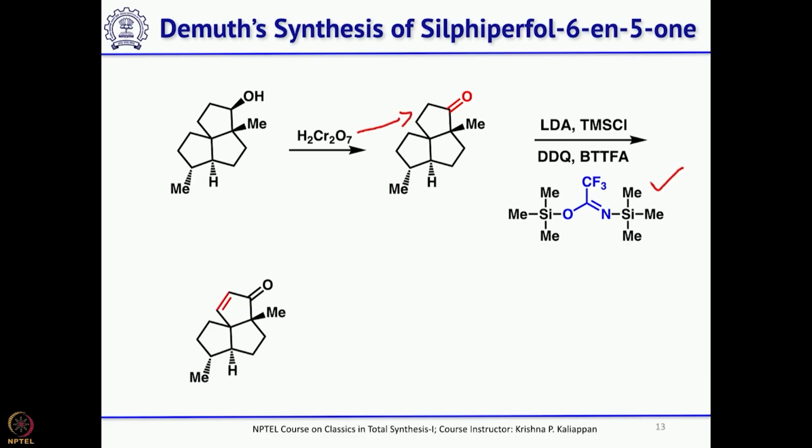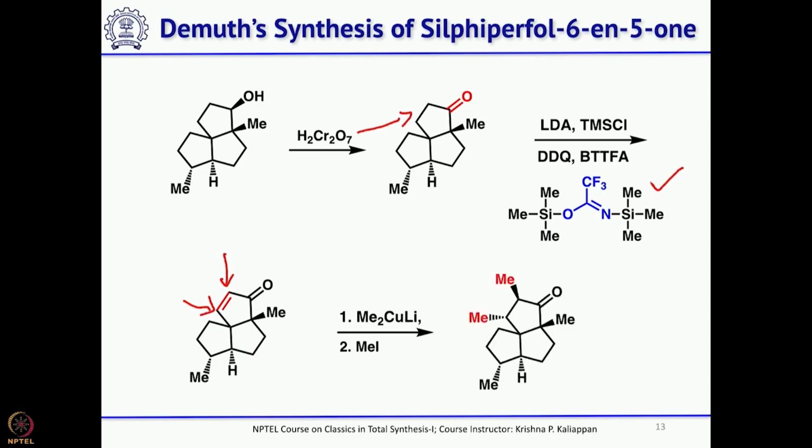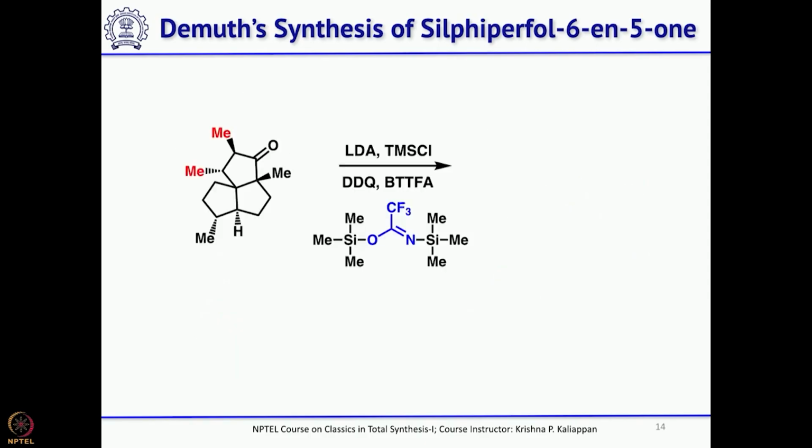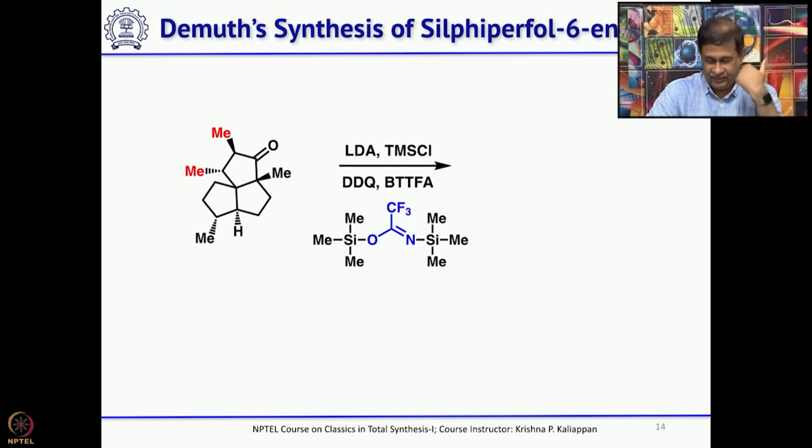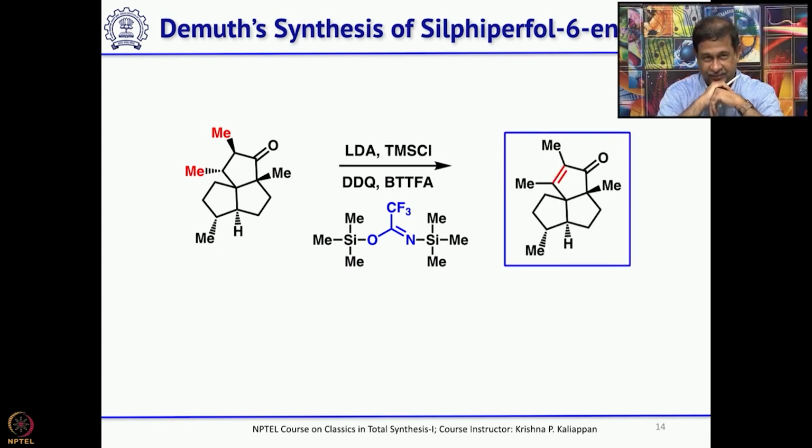next to the ketone. Next, you have to introduce 2 more methyl groups, one here and one here, but at the same time the double bond should be kept intact. So, how can it be done? First, you do the 1,4 addition on the double bond with lithium dimethyl cuprate and quench the enolate with methyl iodide to get the 2 methyl groups, and then repeat the same process. So, that is, you introduce a double bond via enol TMS followed by oxidation to get the natural product.